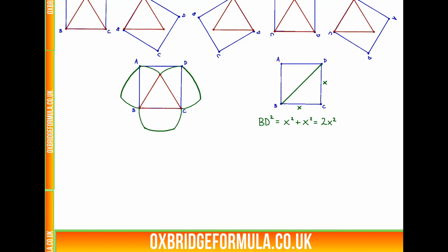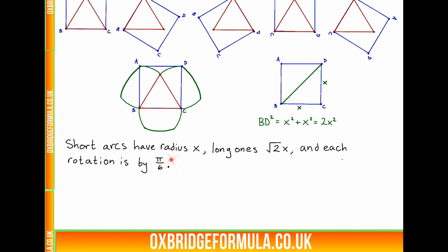What angle does each of the arcs draw out? Remember we said that every time we rotated by the same angle, pi by 6. And so we have that the short arcs have radius x, the long ones root 2x, and each rotation is by pi by 6. And so, how can we find the length?